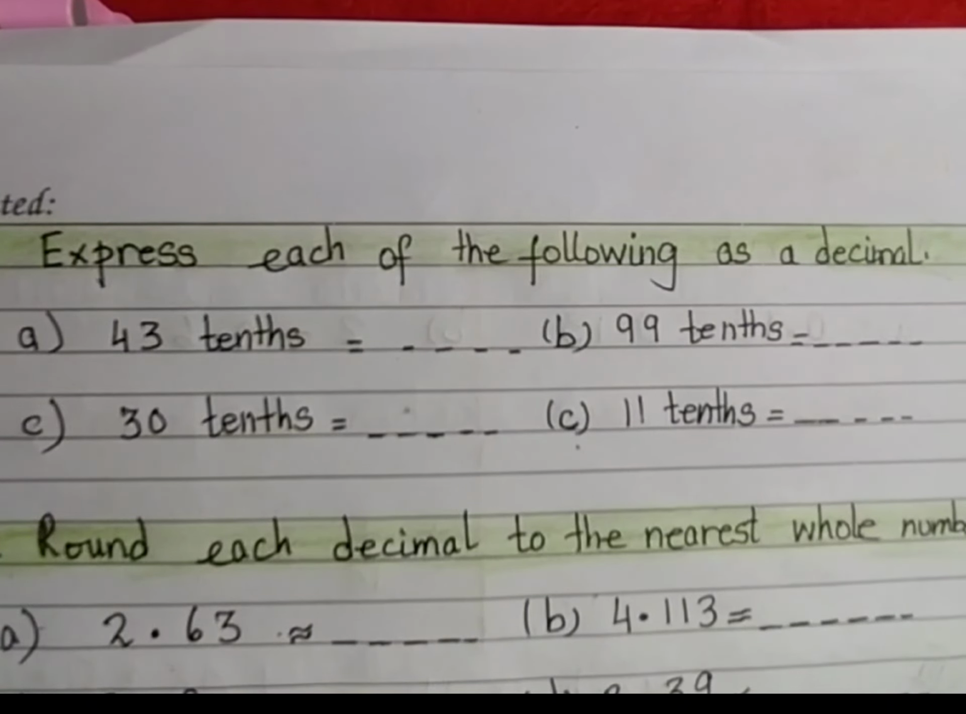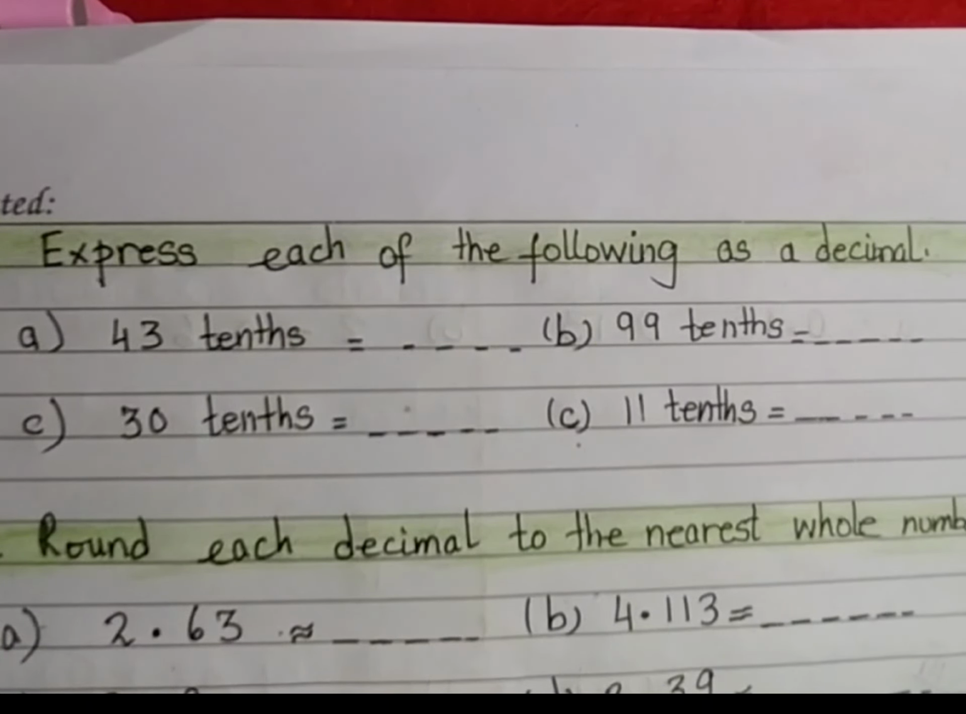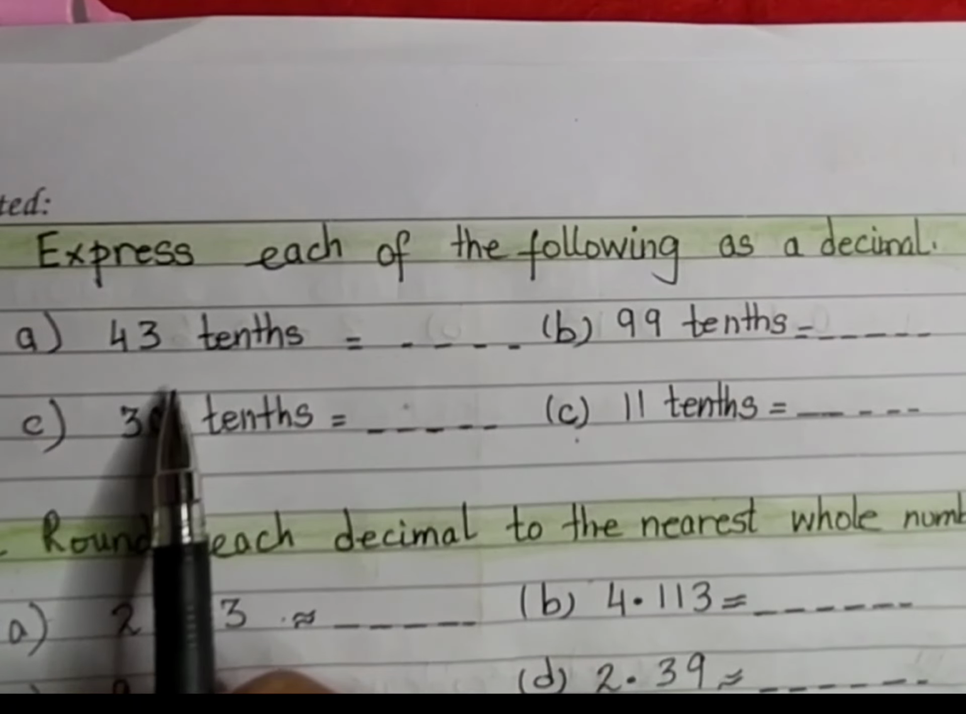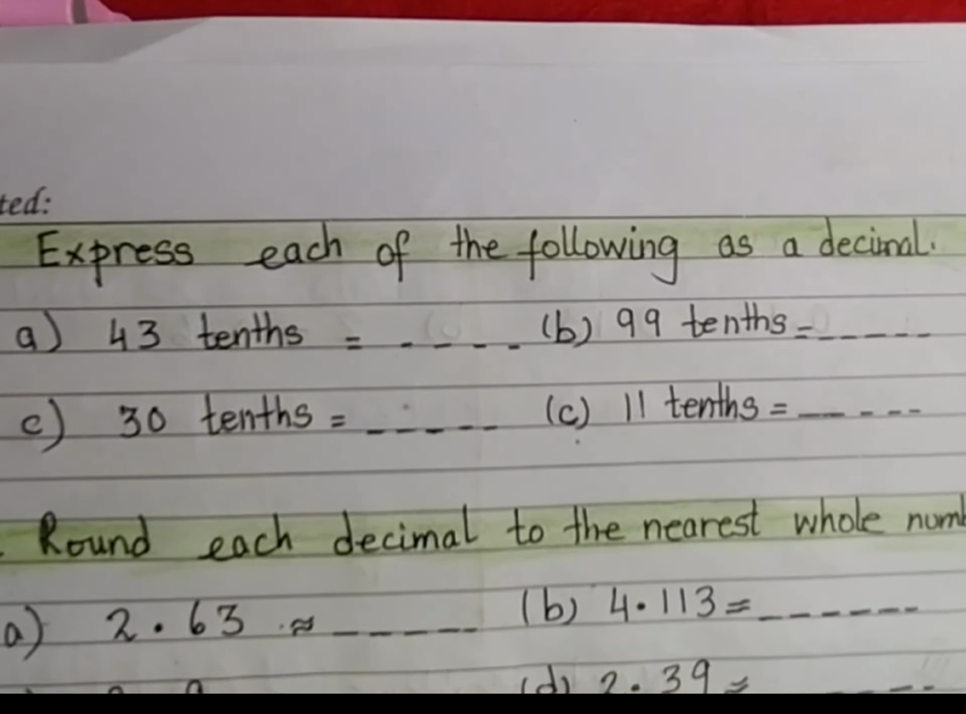Question number 4. Express each of the following as a decimal. Now children, this is very, very simple. We have done it in class as well. So you have 43 tenths here. 43 tenths. How many tenths makes one whole number? 10 tenths. If you add 0.1 10 times, you will get 1.0, and that 1.0 makes a whole number, right?